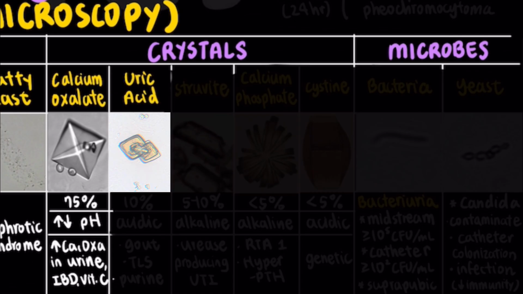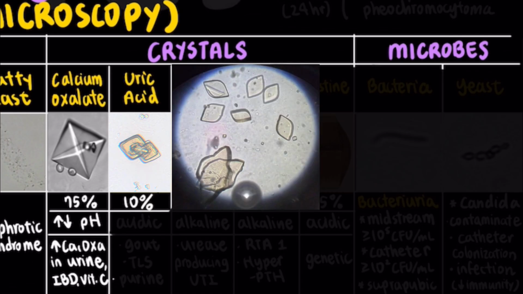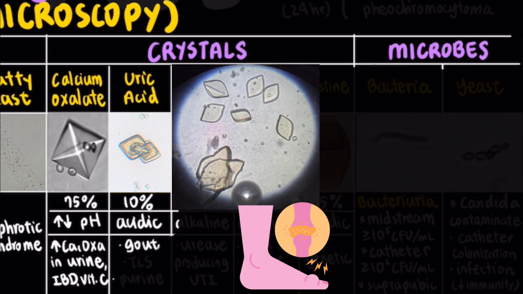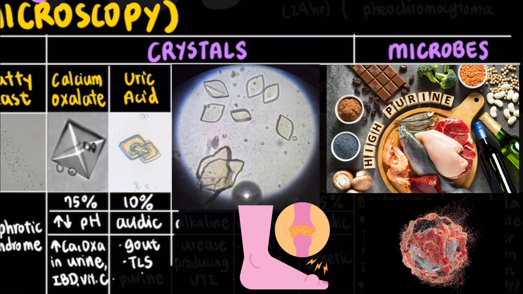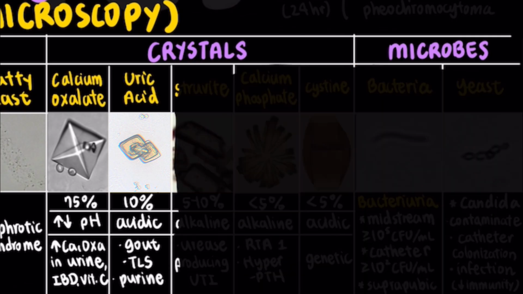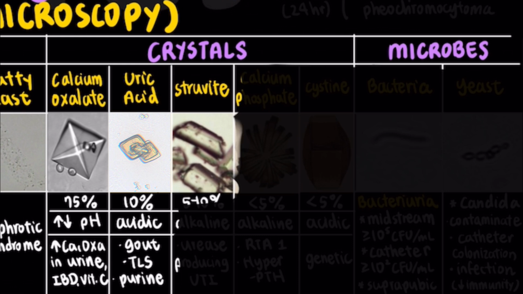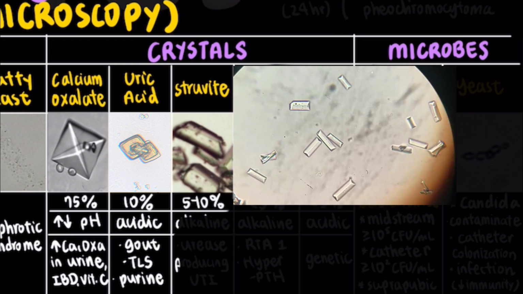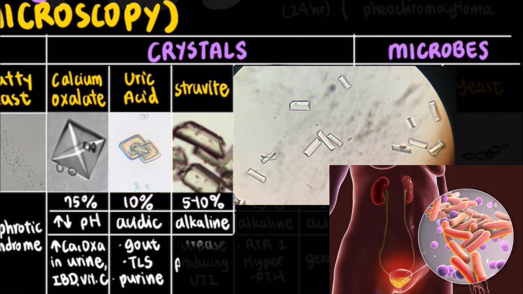Next is uric acid crystals, found in about 10% of stones. They have a rhomboid or needle-like shape and form in acidic urine. Common causes include gout, tumor lysis syndrome, or any condition with high purine turnover. Then we have struvite crystals, also known as magnesium ammonium phosphate. They make up around 5 to 10% of stones and appear as coffin lid-shaped crystals. They form in alkaline urine, usually in the setting of UTIs caused by urease-producing bacteria, like Proteus or Klebsiella.